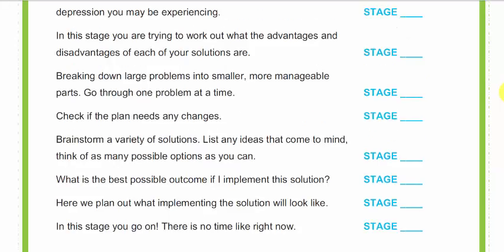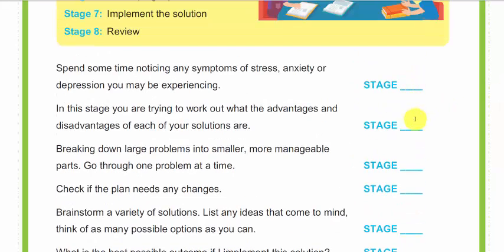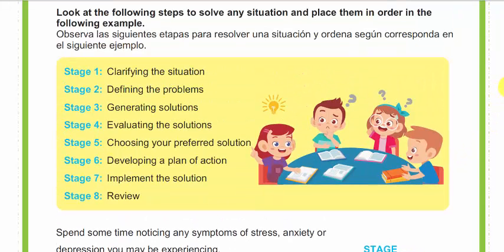So you need to place on these lines the number 1, 2, 3, 4, 5, 6, 7, or 8 according to this information.